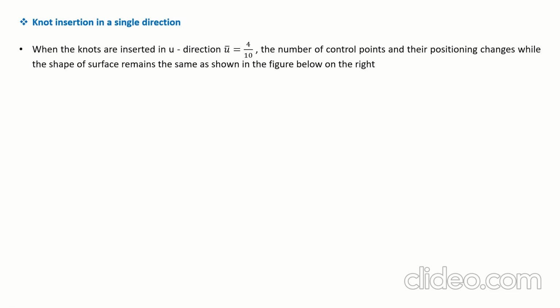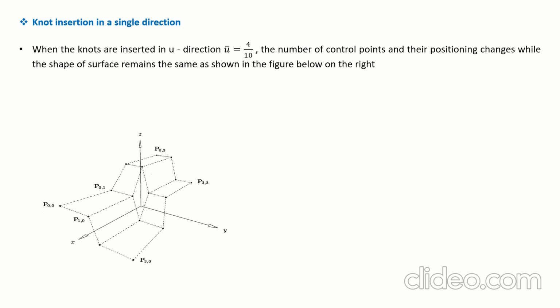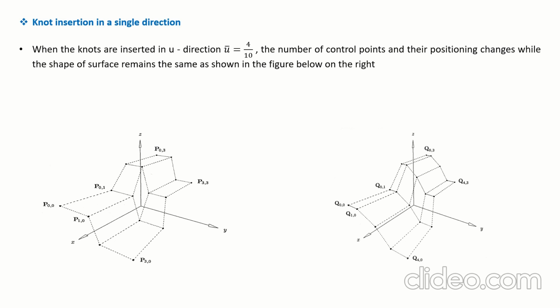Now let's talk about knot insertion in a single direction. Shown here is a scenario where the knot insertion is done in the u direction. The max of the control net changes from P3,0 and P3,3 to Q4,0 and Q4,3. But otherwise, the control net is very similar to the one before, without any overall change.